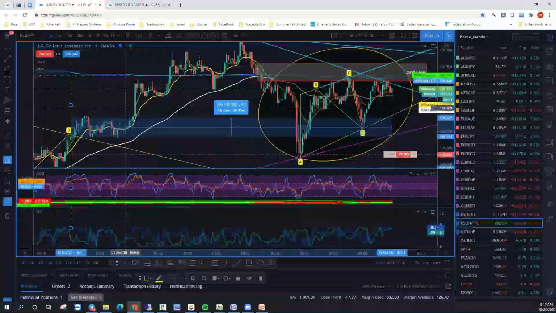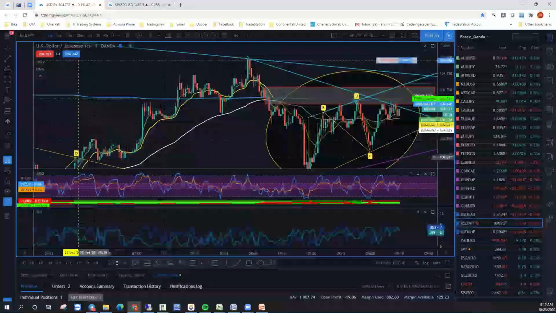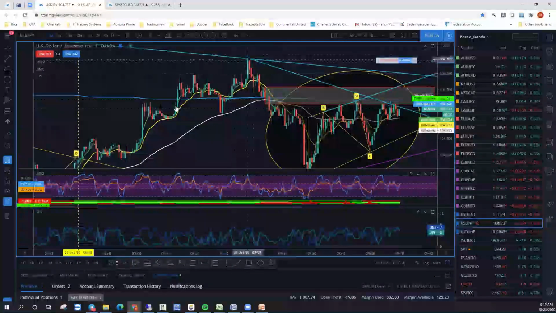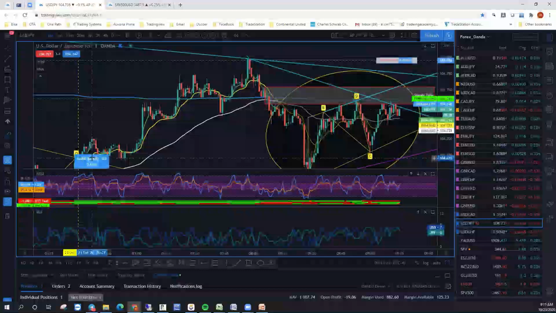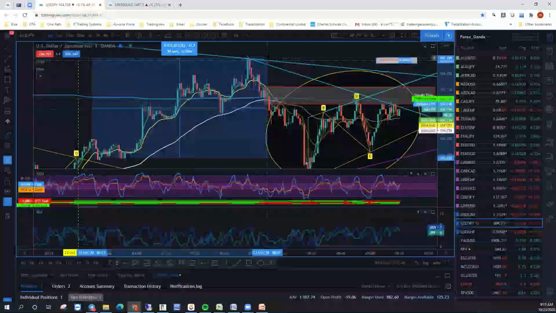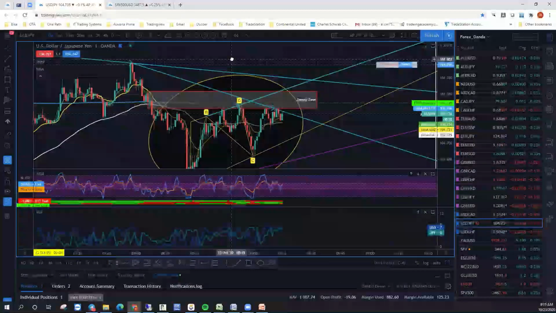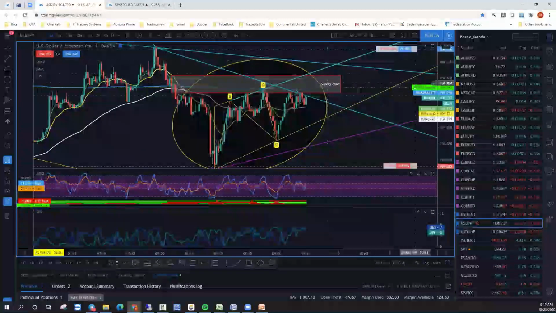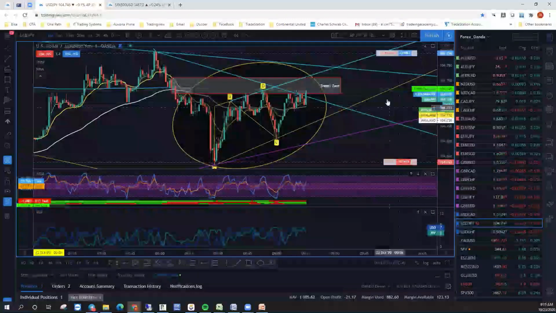Now we did get the break here, but it came right on up into this. This was only like a 6 or 7 pip move, I think. From here to the break, 12 pips. So it stayed within a 12 pip range for the last 3 hours.